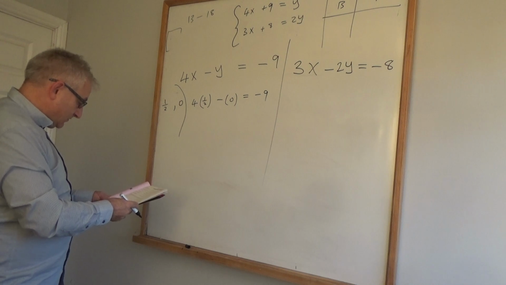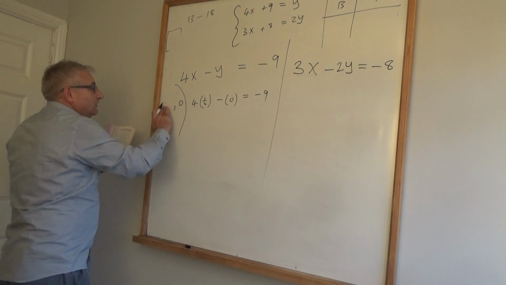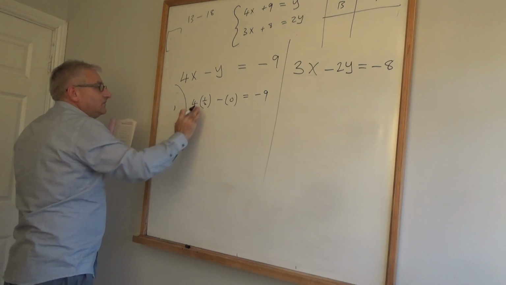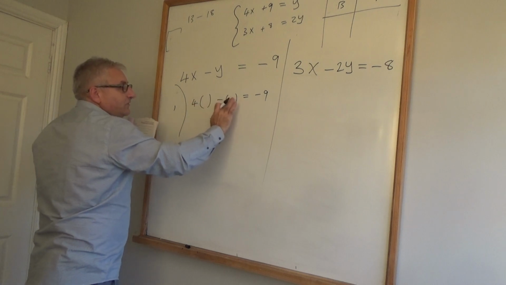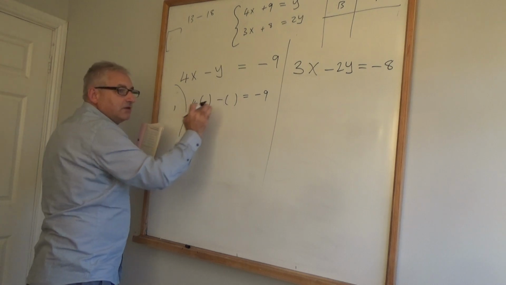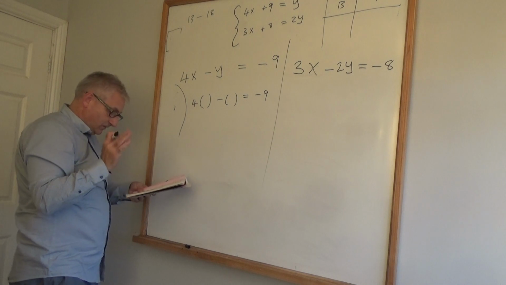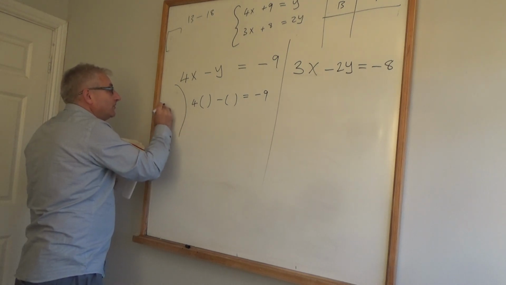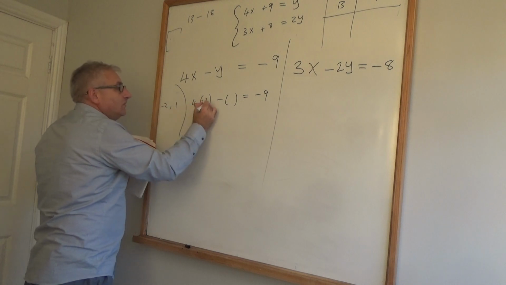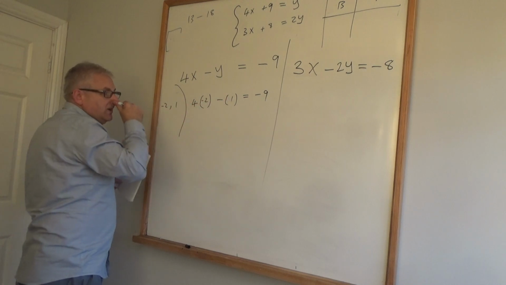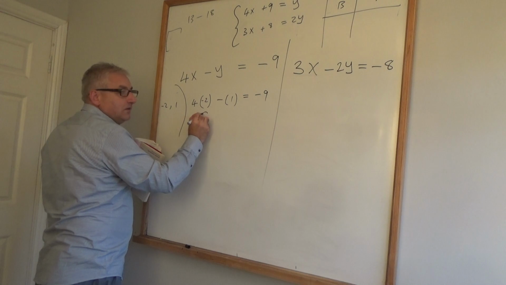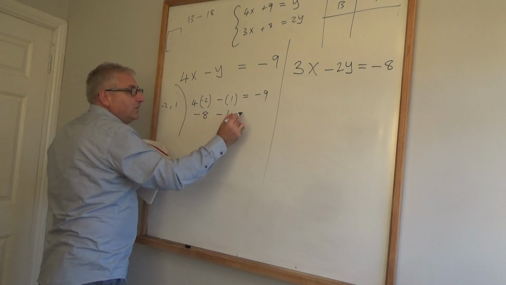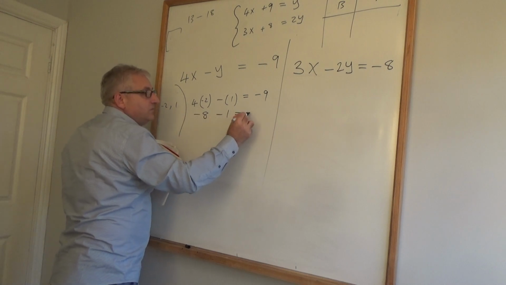Oh, I mixed up my questions. That was from the last question. And you can see an advantage here already. I have my brackets and I can just sub the new values in. You can see another advantage. So actually it was minus 2, 1 I wanted to put there. Okay, which is minus 8 minus 1, which is indeed equal to negative 9.